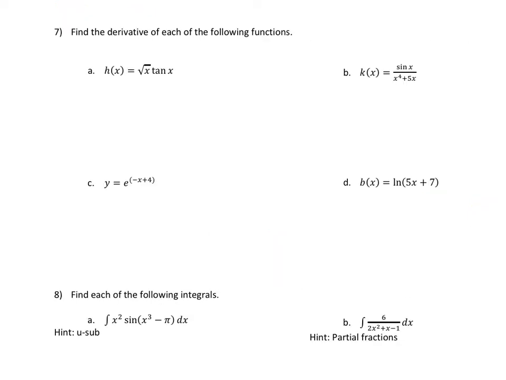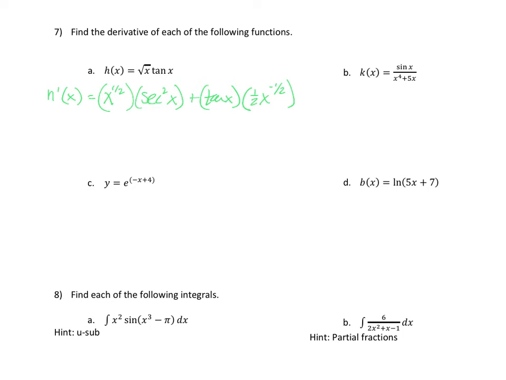Okay, now for a little calculus computation review, derivatives and integrals. So h of x is square root x times tan x, which means to take the derivative, we'll use the product rule. So h prime is going to be first times the derivative of the second plus the second times the derivative of the first, which would be 1/2 x to the negative 1/2.